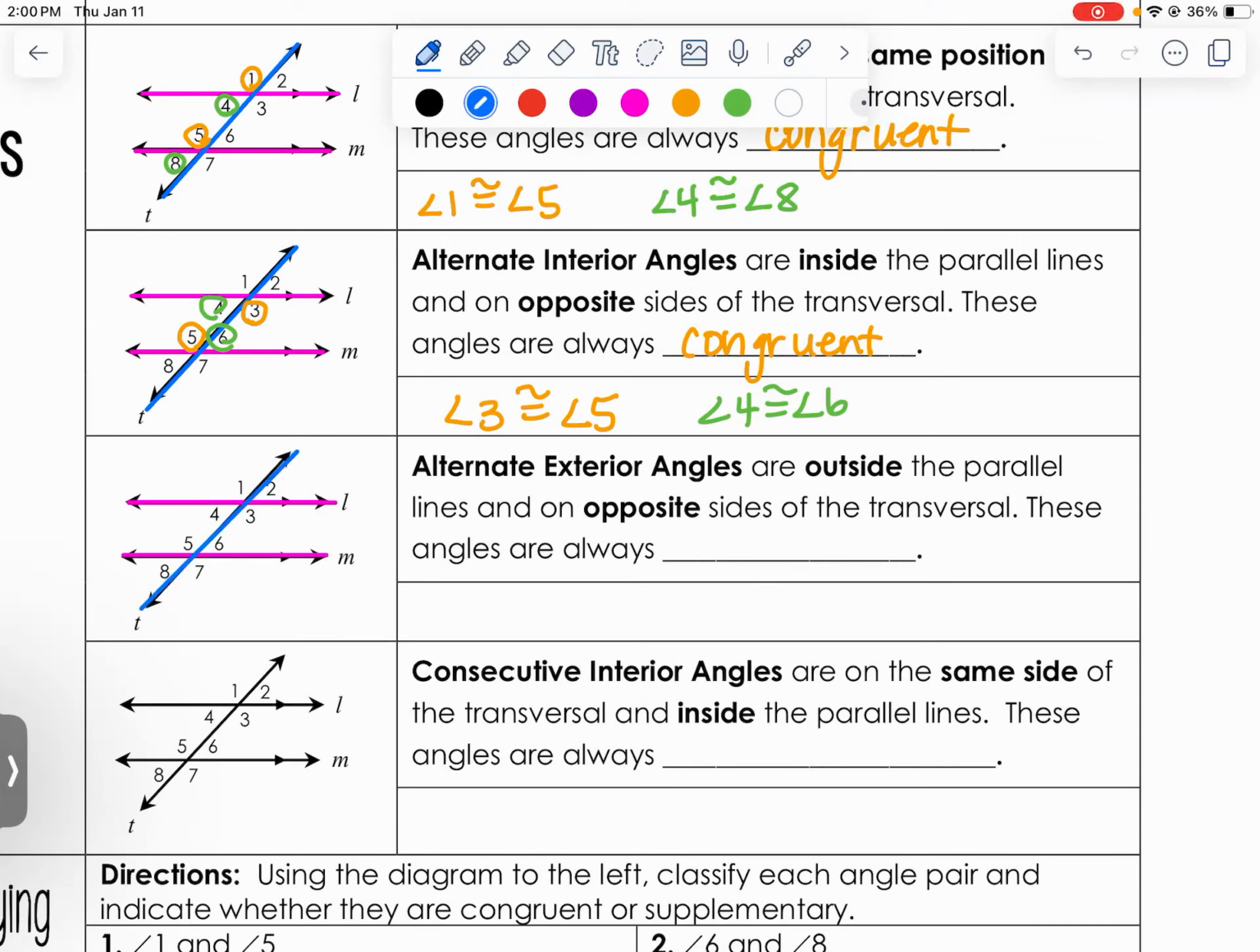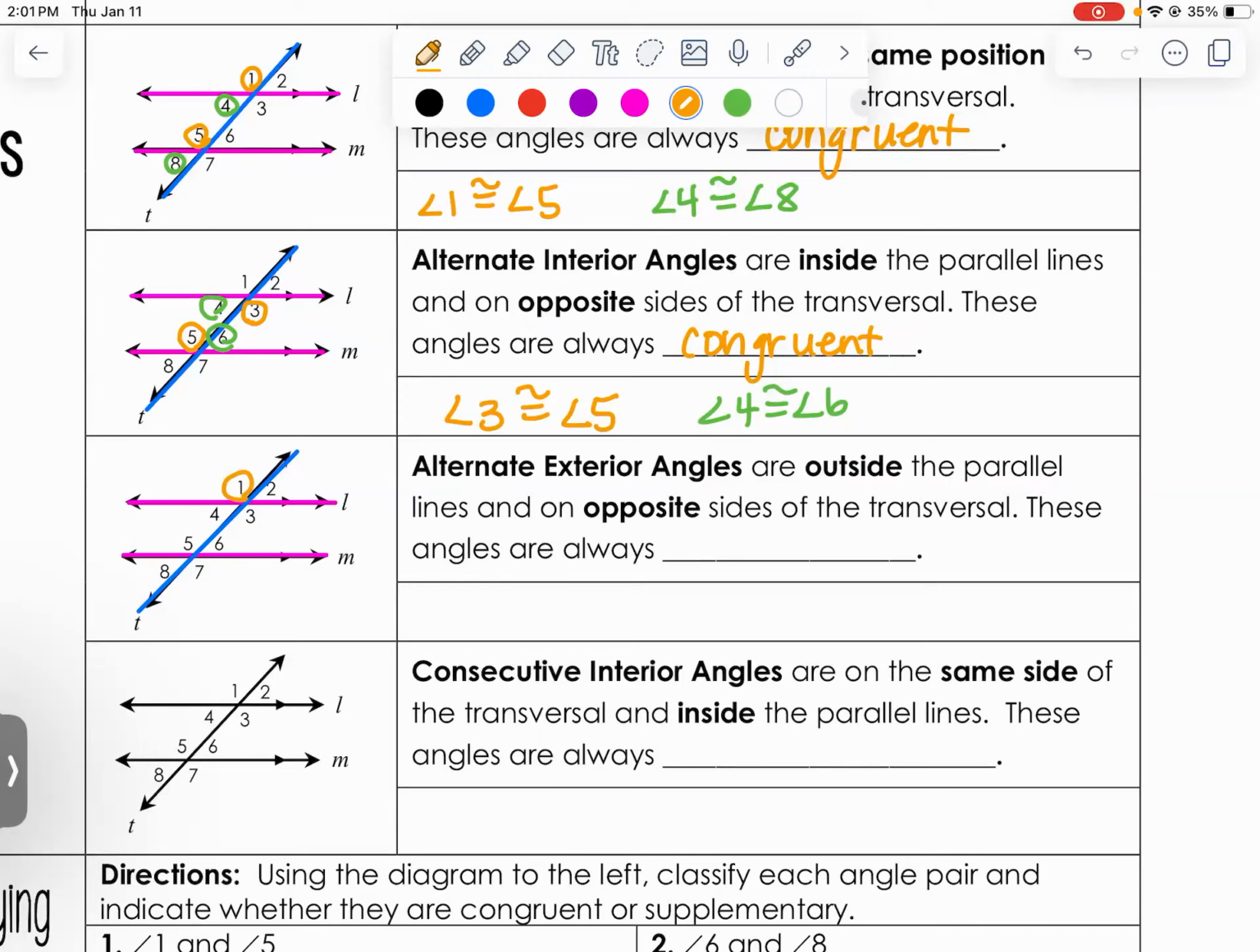Parallel line, transversal. Now we're going to talk about alternate exterior angles. So alternate exterior angles, same concept, but now where are our angles going to be? On the outside, like where the bread of our hamburger would be. Okay, or the buns of our sandwich. So I want you to look at angle 1.